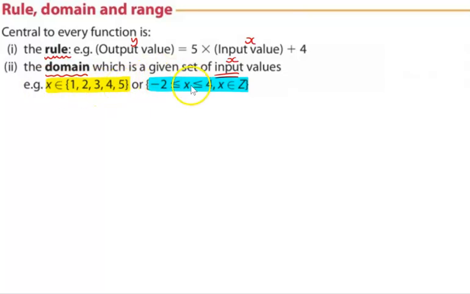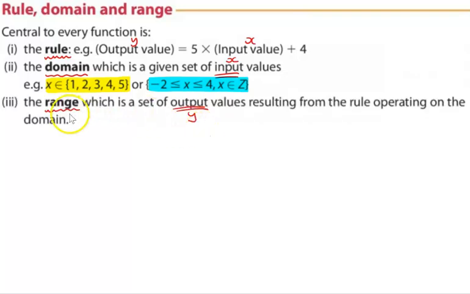Or another way we could say it is x is greater than or equal to minus 2, but less than or equal to 4, where x is an element of Z. Z being the integers, so a positive or negative whole number. So this would tell us that the inputs into whatever function we're using are minus 2, minus 1, 0, 1, 2, 3, and 4. So it goes from minus 2 up to 4, including all the integers in between.